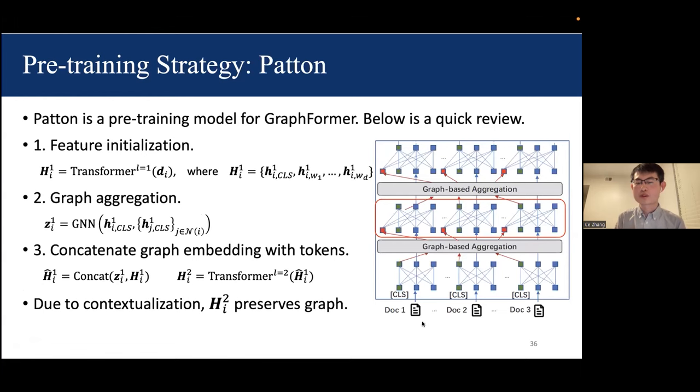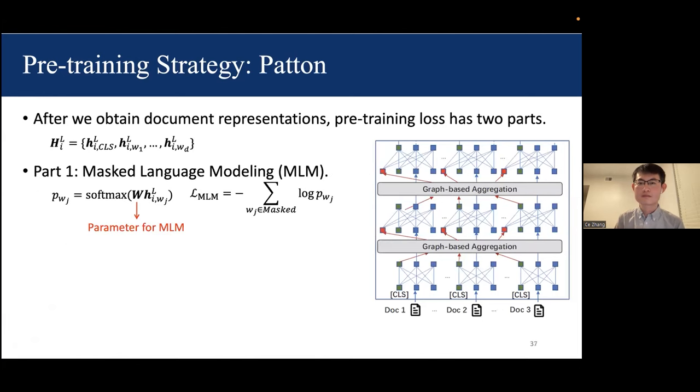Remember, we have three documents and we want to learn their embeddings. We first input them to a one-layer transformer and then we obtain their embeddings here. And then we do graph neural network aggregation. After the aggregation, we concatenate with the previous token embedding, and then we input to the next layer transformer. So, one layer graph neural network, and one layer transformer. We repeat this process multiple times, and then finally we can obtain the document embedding.